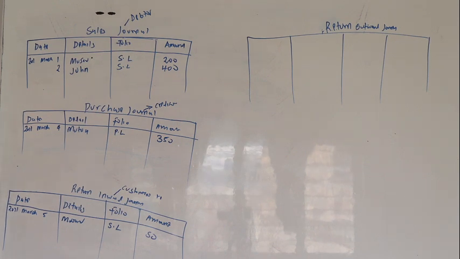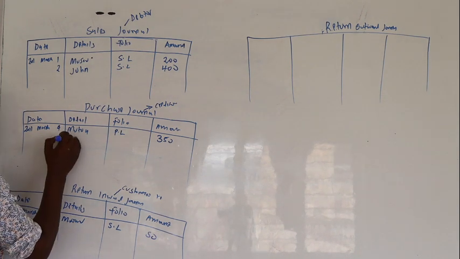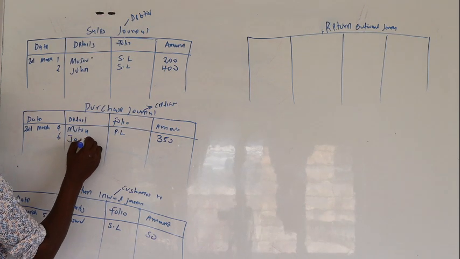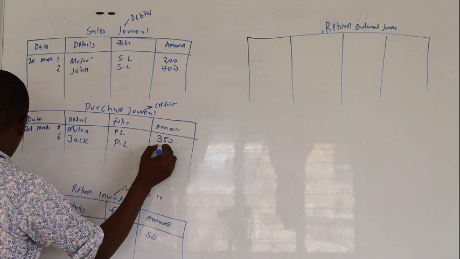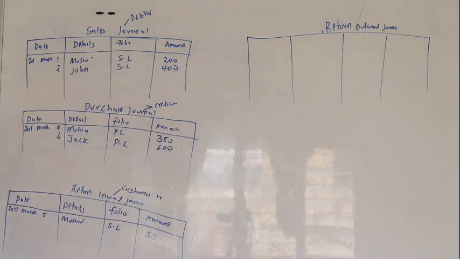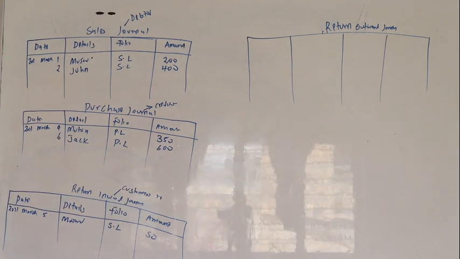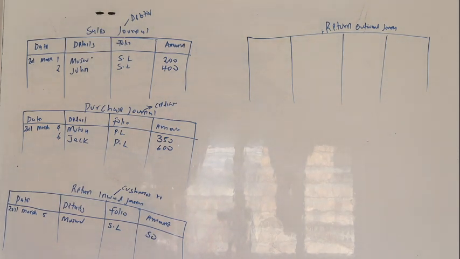Then date number 6 is a credit purchase from Jackson. Tarehe 6 tumenunua from Jackson, who is in the purchase ledger, and he sold us goods worth 600. As you can see, Jackson is a supplier, so we are recording in the purchase journal.